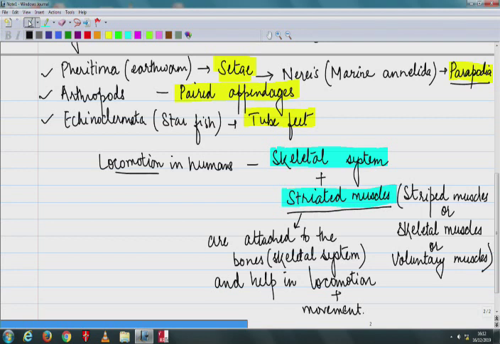So moving ahead, we will be dividing this chapter into two sections. The first section will be dealing with the skeletal system, and in the second section we will deal with the striated muscles in the skeletal system. Isn't it? We'll deal with two parts. Let us start with the first part, that is the skeletal system.